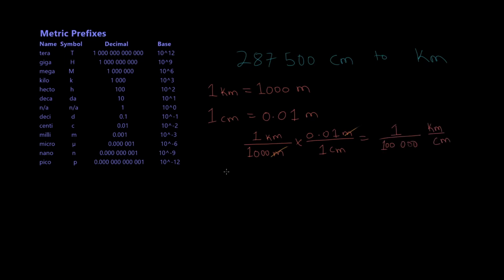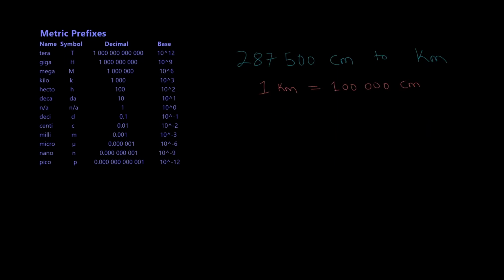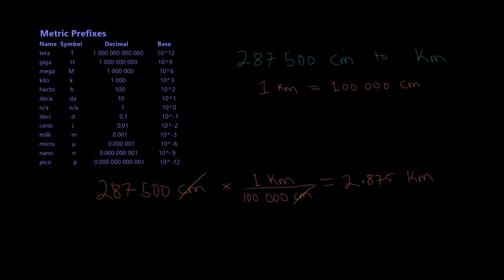What this means is that 1 kilometer equals 100,000 centimeters. This is our conversion factor. We then apply this to 287,500 centimeters. Making our multiplication, we get 2.875 kilometers.